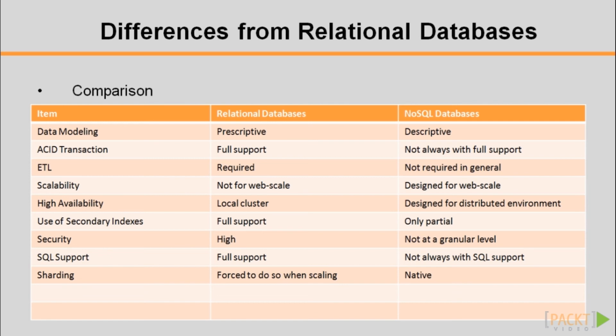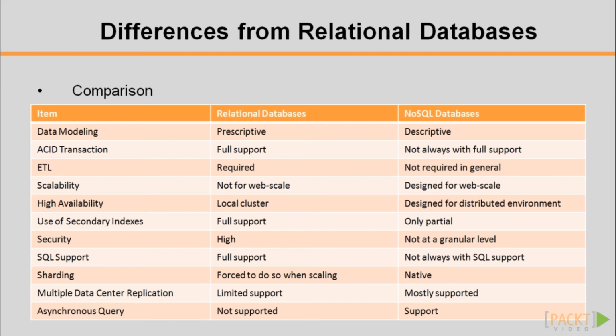Relational databases are forced to make use of sharding when scaling, but NoSQL databases natively support sharding. Also, relational databases are designed to work in a local data center. When they need to work across multiple data centers, other replication software or technologies are usually required. Conversely, most NoSQL databases automatically support clustering across different locations. Lastly, NoSQL databases typically support asynchronous query by design.